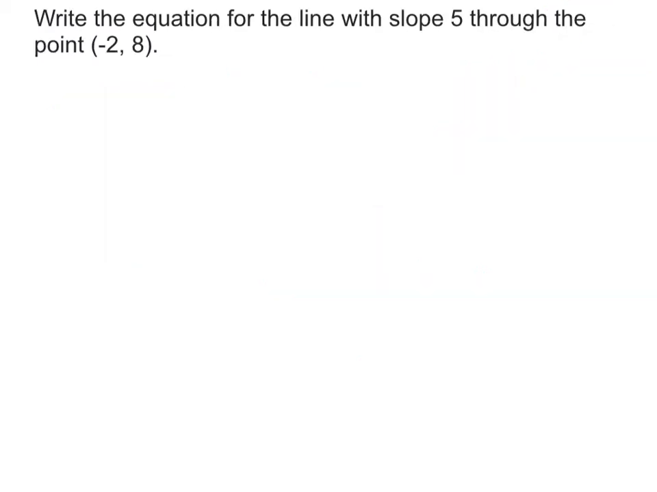All right, in this example, what we want to do is write the equation for a line. We have a slope of 5, and we're going through the point negative 2, comma 8. So if I use that equation we just found, y equals mx plus b, we actually have some good information here. We know that my slope, my m, is 5. Let's make that look a little nicer. M equals 5. Okay? However, we don't know b.